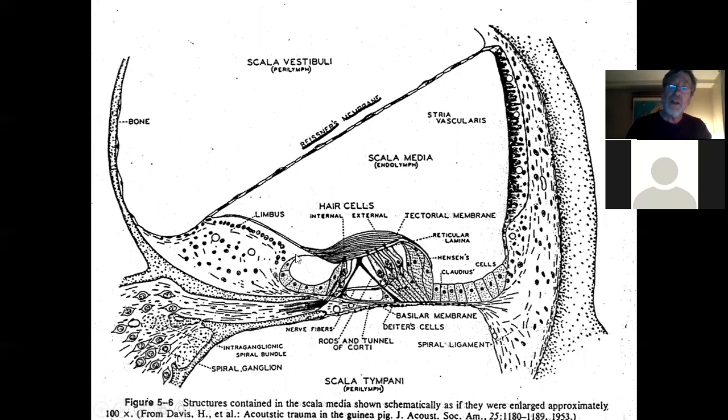This whole area that I'm circling is called the organ of Corti. The organ of Corti contains the hair cells, and it's inside the scala media, surrounded by endolymph. And the basilar membrane is the floor upon which the hair cells all stand. Nothing's attached to Reissner's membrane. The organ of Corti is lying on top of the basilar membrane.